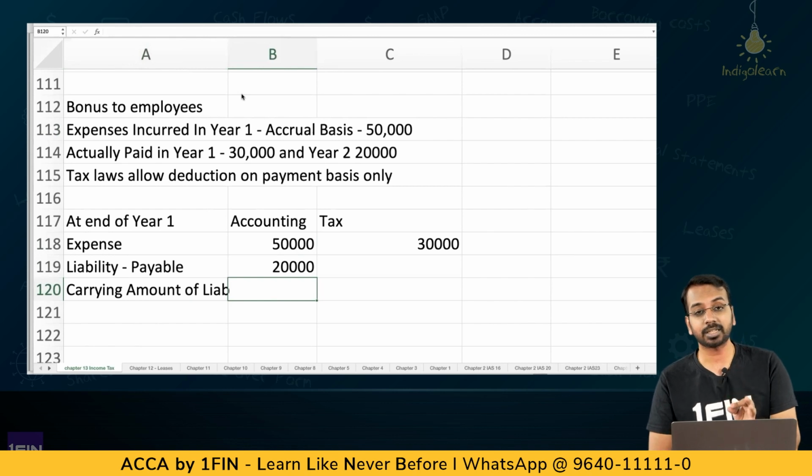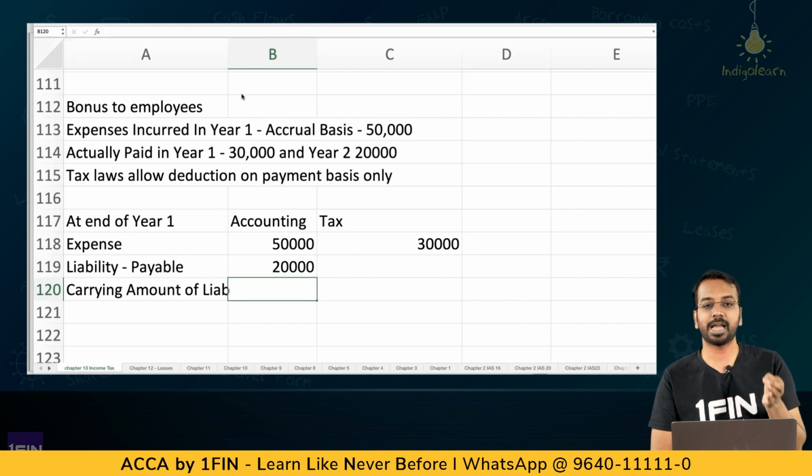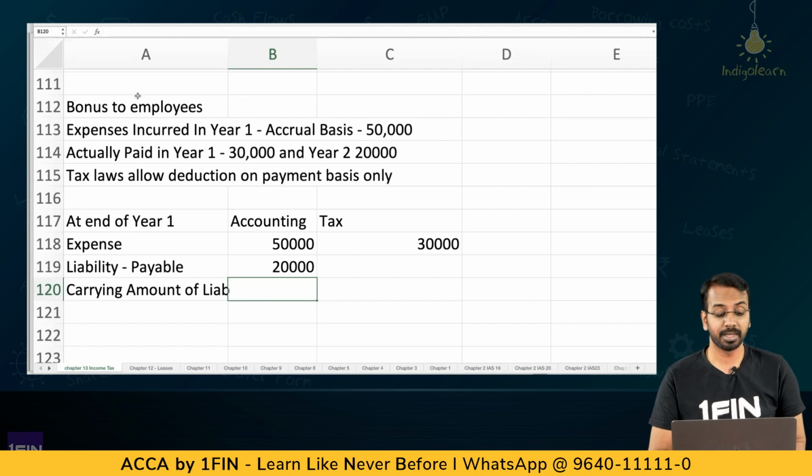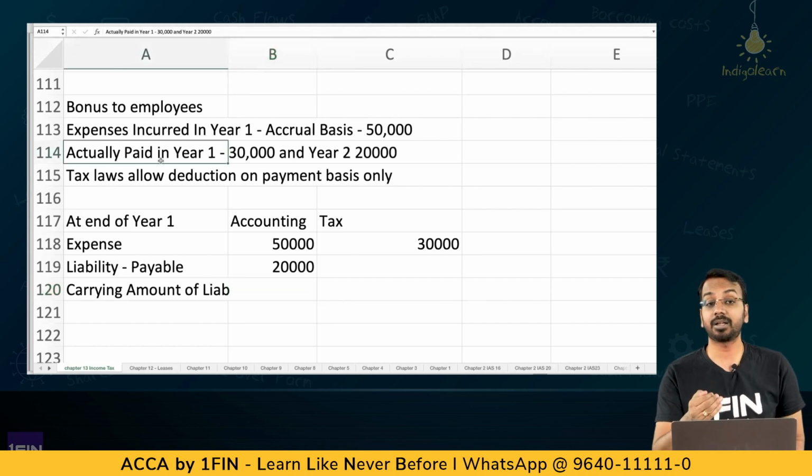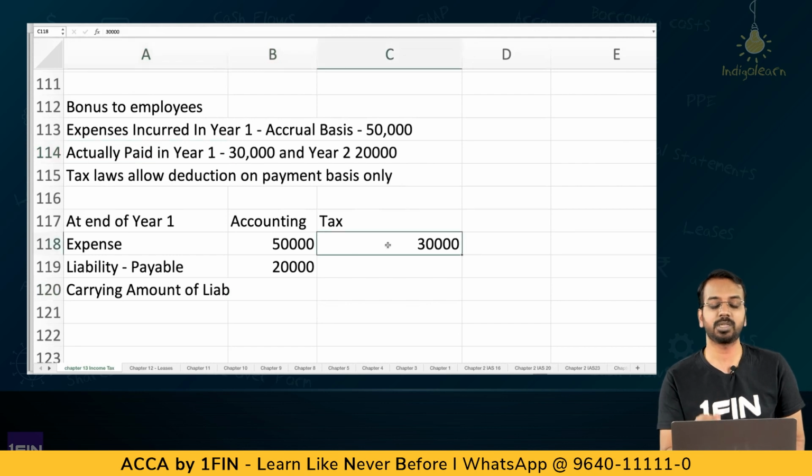But what is the tax law talking about? Tax law says the expense can be claimed only if you have paid the expense. So, for tax purpose, if I have paid 30,000 in year 1, then in year 1, I can claim expense of 30,000 only. So, as far as tax is concerned, if I maintain separate books of accounts for the purpose of tax, they would say payment of bonus as an expense is 30,000 only.